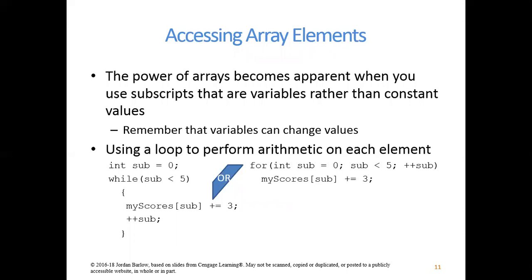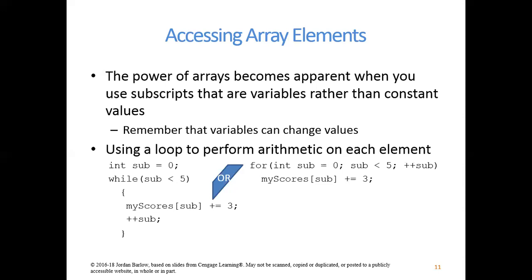So if you have an array of 20 elements, doesn't matter whether it's strings, integers, doubles, whatever, if you want to do something to every single element of that array, then using a loop is a great way to do that. So in this example, there's two equivalent pieces of code. The one on the left shows a while loop. The one on the right shows a for loop that do the exact same thing. But this example shows using the control variable of your loop as the subscript in your array will allow you to do the same thing on every element.